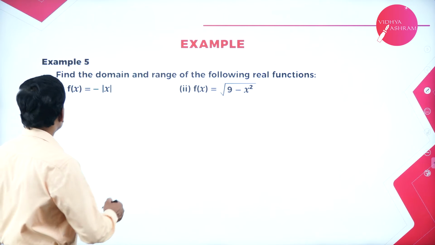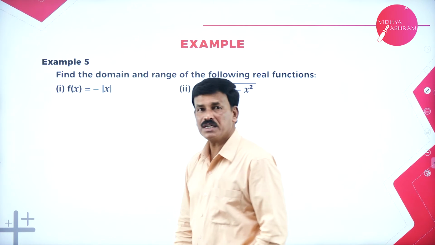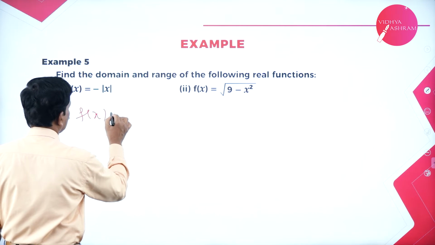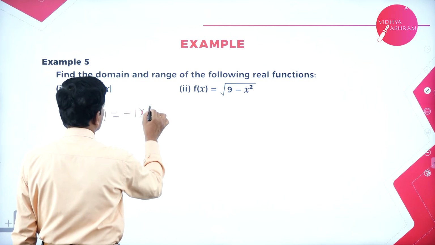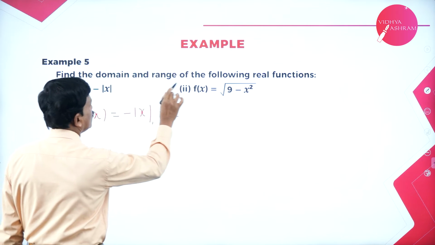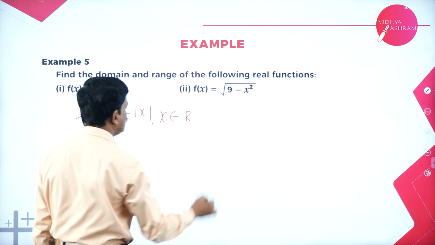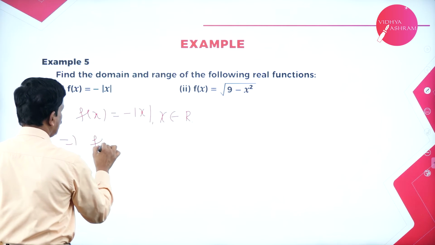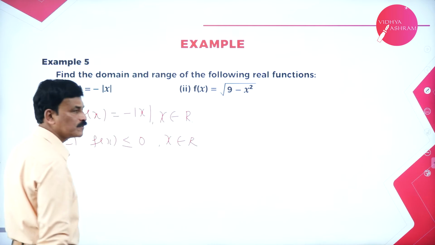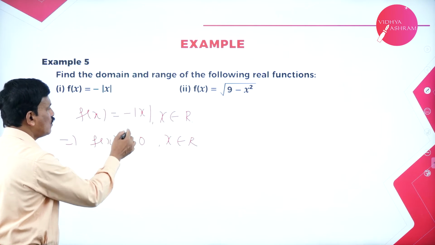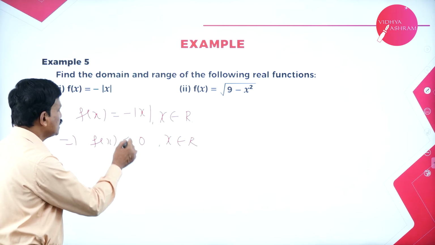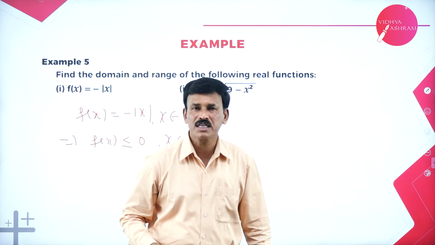So let us come to the first problem. What is given? f of x is equal to minus of mod x, where x belongs to R. Find the domain and range for the following real function, set of all real values. Which implies f of x is less than or equal to 0 for all x belongs to R, because minus of mod x is less than or equal to 0.